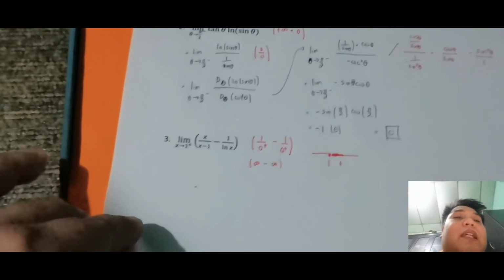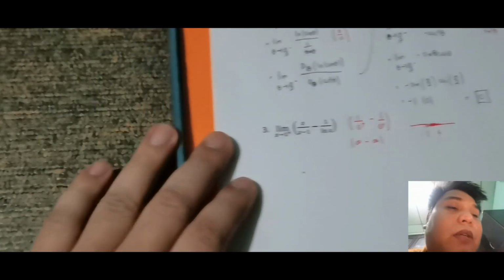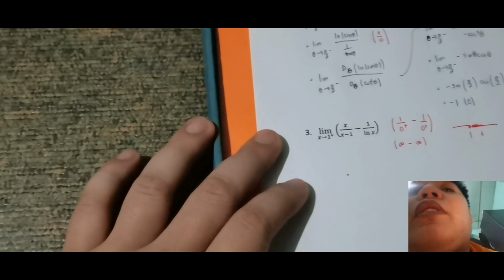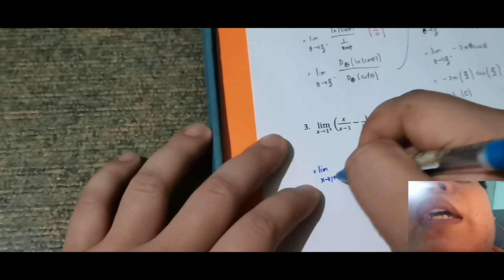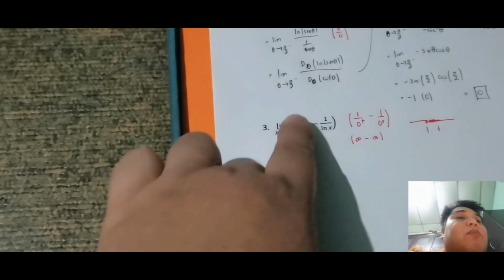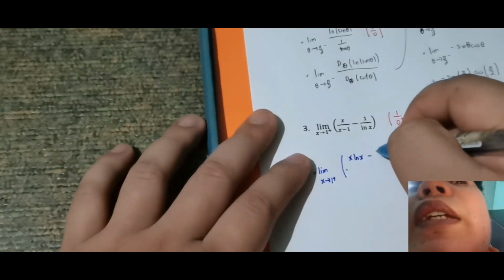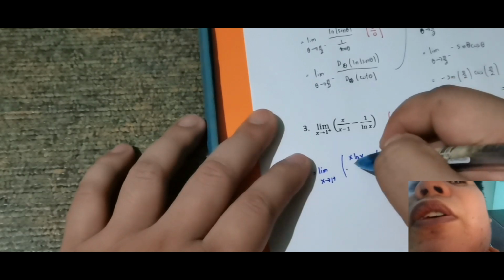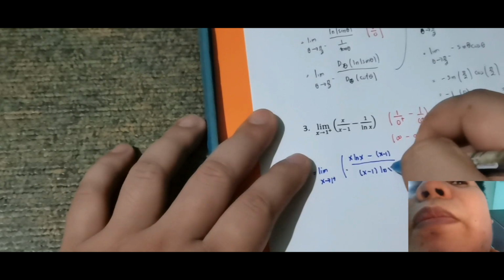So ano yung gagawin natin technique? So syempre, ang una natin gagawin technique is try to simplify the problem or try to simplify the expression inside the limit. So ano una natin gagawin? Pwede natin gawin guys is kunin natin limit. So cross multiply natin, this is just the limit as x approaches 1 from the right. So cross multiply, that is x times x ln of x minus x minus 1 all over x minus 1 ln of x.